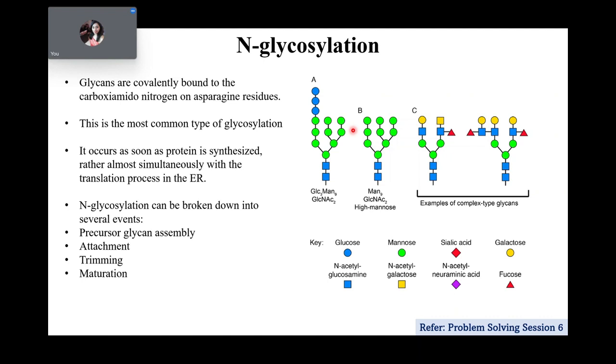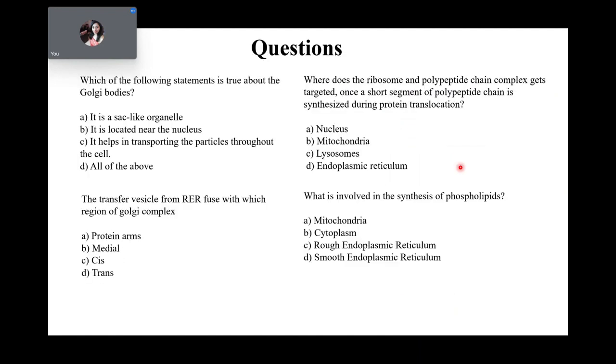Okay, a brief question and answer for this topic, just based on what we have discussed so far. The first is, which of the following statements is true about Golgi bodies? Second is, where does the ribosome and polypeptide chain complex get targeted when a short segment of the polypeptide chain is synthesized during protein translocation? Next, the transfer vesicle from the RER fuses with which region of the Golgi complex? And the next is, what is involved in the synthesis of phospholipids? So, given these different organelles, which one is involved in phospholipid synthesis?